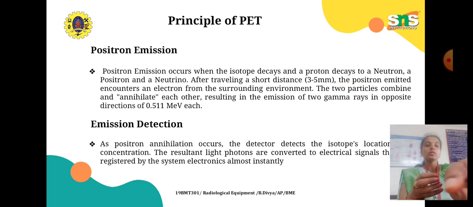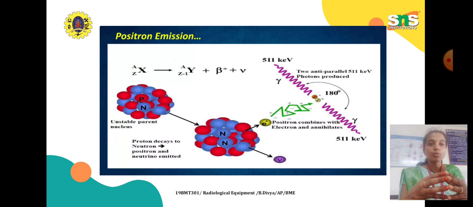Next, this is the positron emission method, what I told you is happening in the positron emission process.